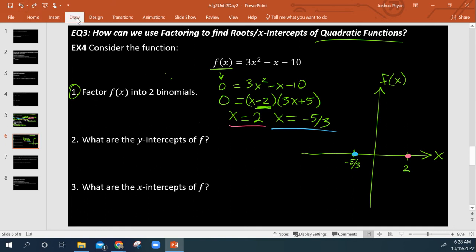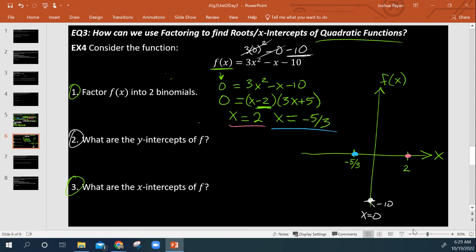Okay, so what I want to take care of now is number 2, the y-intercept. Where does the y-intercept happen? It happens at x equals 0. So if I just plug in a 0 here, 3 times 0 squared minus 0 minus 10, well, 0 squared is 0, 0 times 3 is 0, 0 minus 0 is 0, and we're left with negative 10 as our y-intercept. So way down here, that's going to be my y-intercept there.